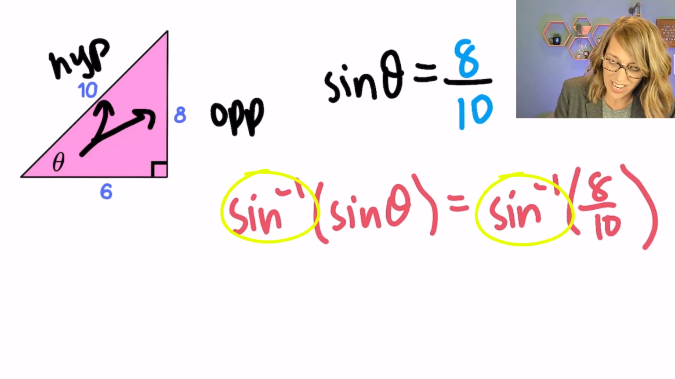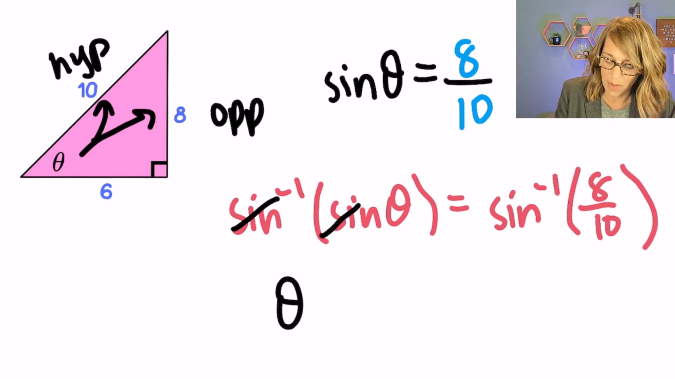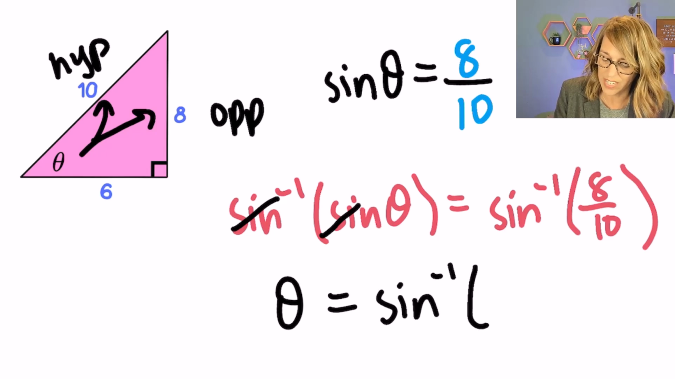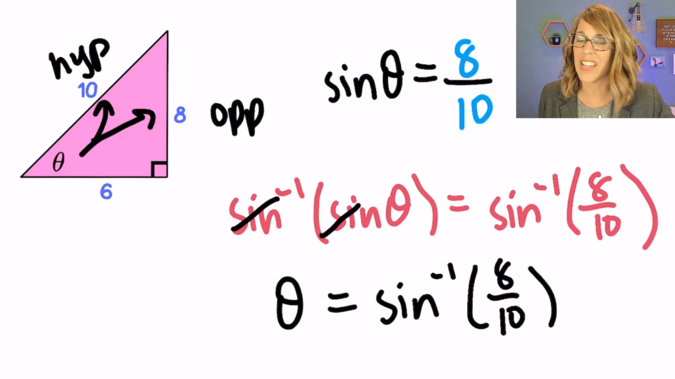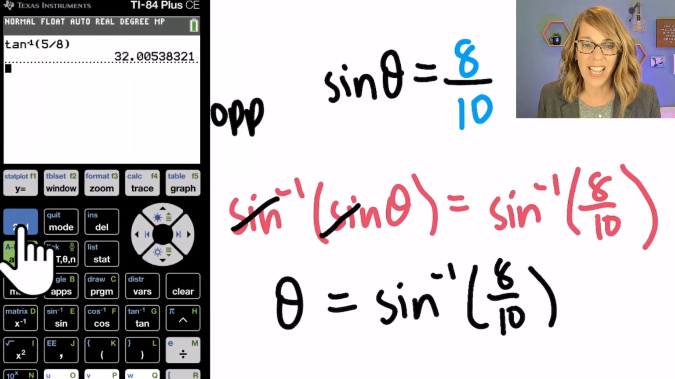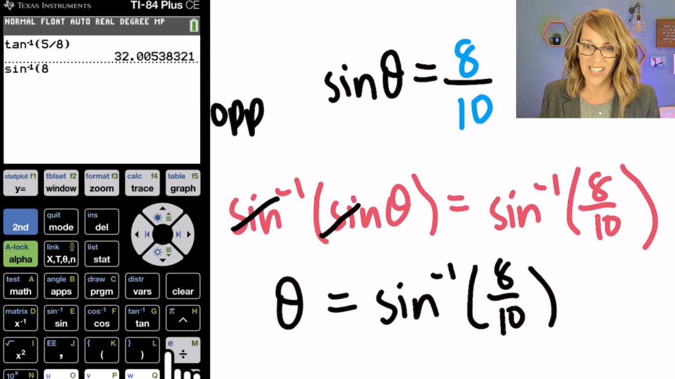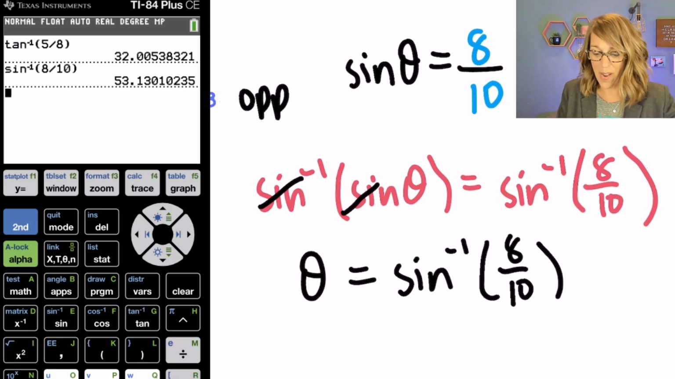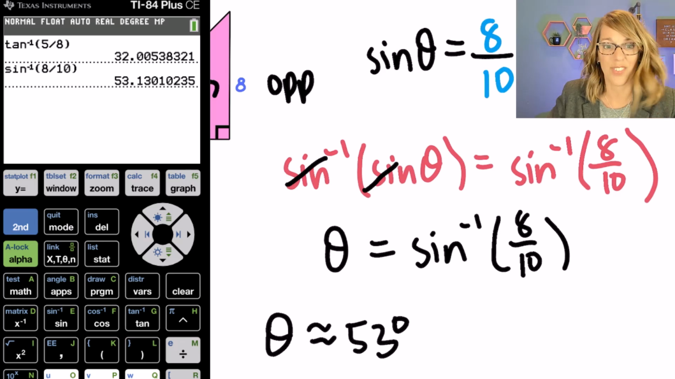On the left-hand side, the sine inverse in this case undoes the sine. I get my theta back. On the other side, I'm left with the sine inverse of 8/10. Let's put this into our calculator. Again, I want to make sure I'm still in degrees, and I know that I am. Sine inverse is the second function of sine. So I'm going to go second sine inverse, and then 8 divided by 10. And I end up with my angle measure, which is about 53 degrees. So theta is about 53 degrees.